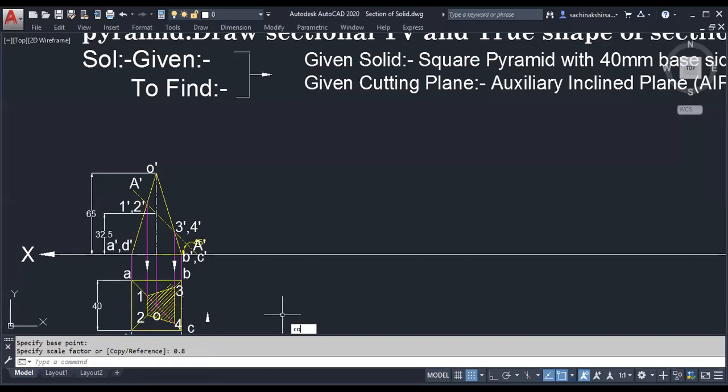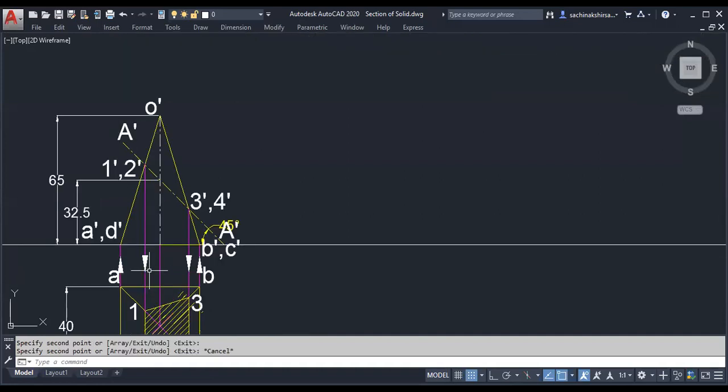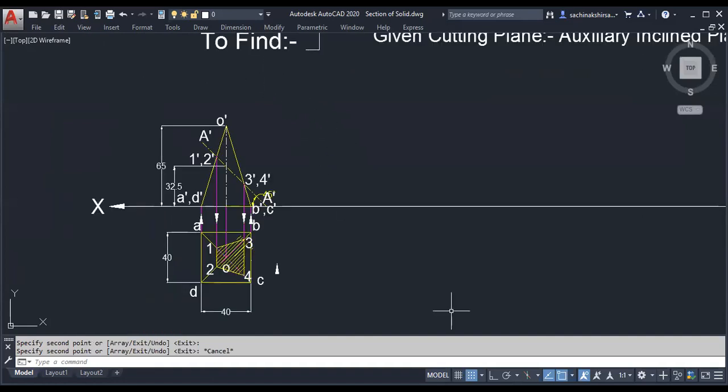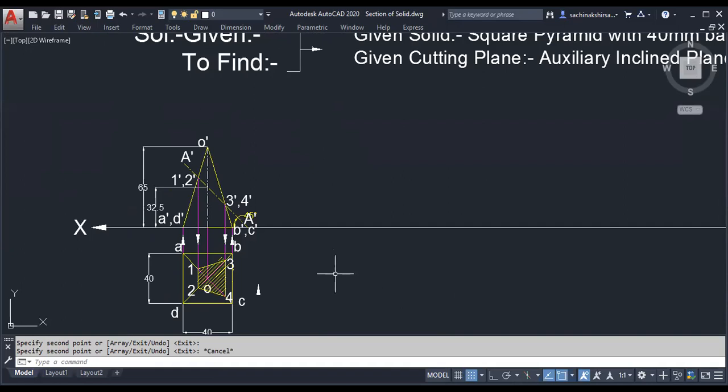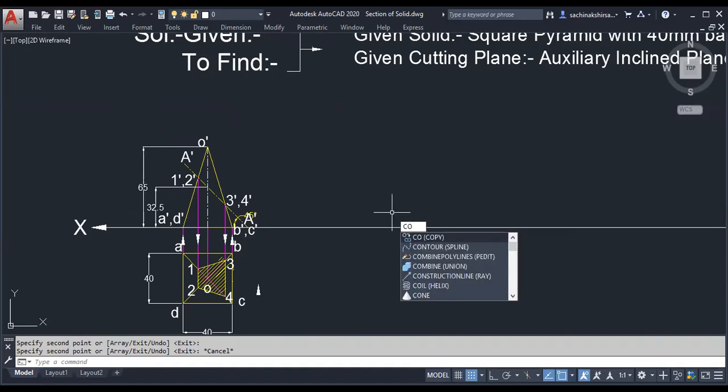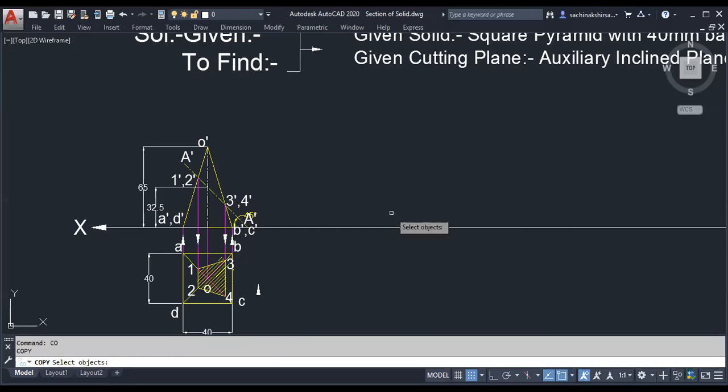We have to draw a parallel line to whom? Who will tell? So that we will get the true shape. To whom should we draw the parallel line? Suppose we draw a line as x1 y1, some reference line. XY we have already drawn, so let us take x1 y1, so that it will be parallel to the cutting plane, A dash or AA, whatever. So let us draw a parallel line to it.